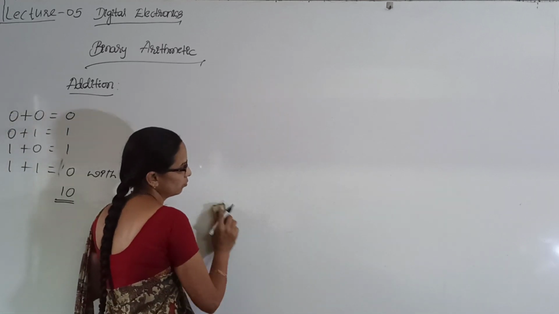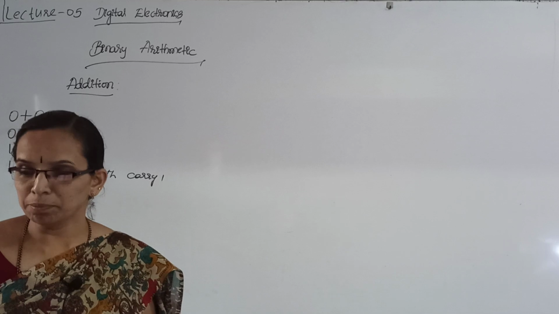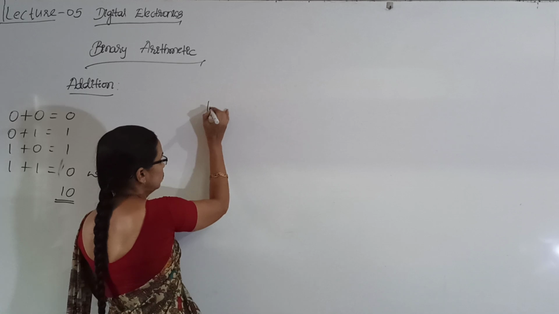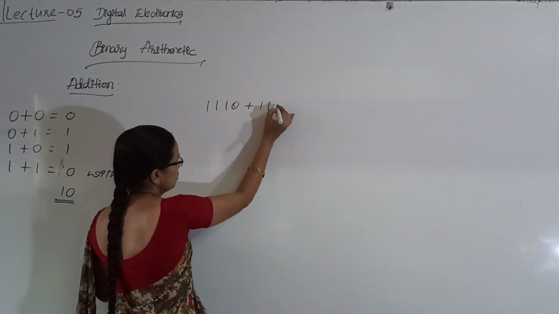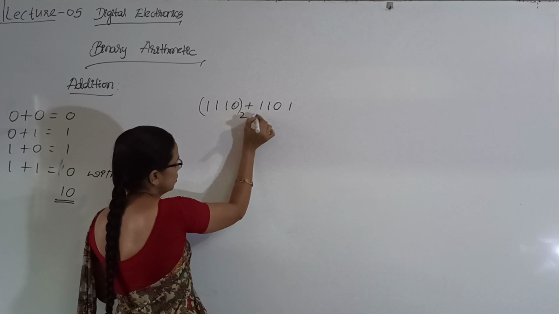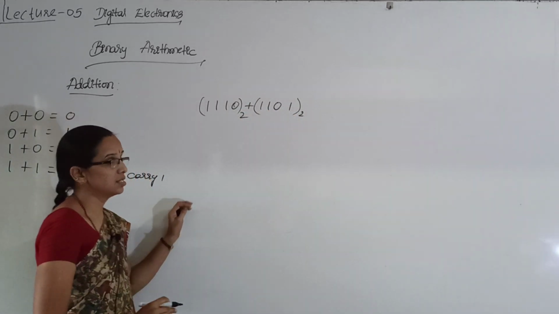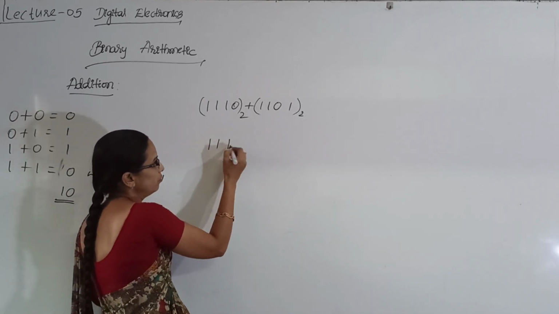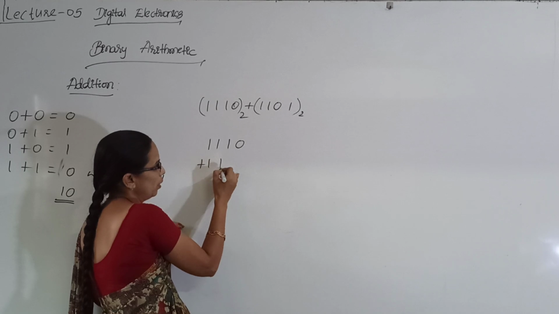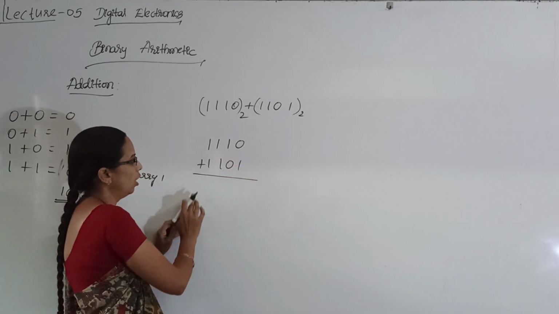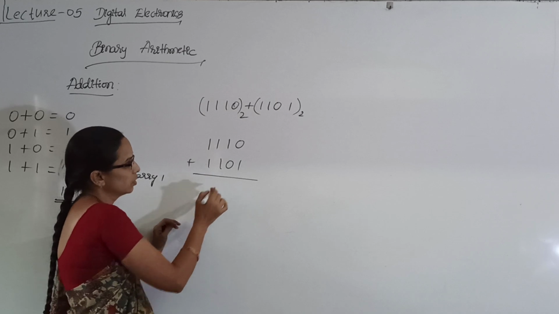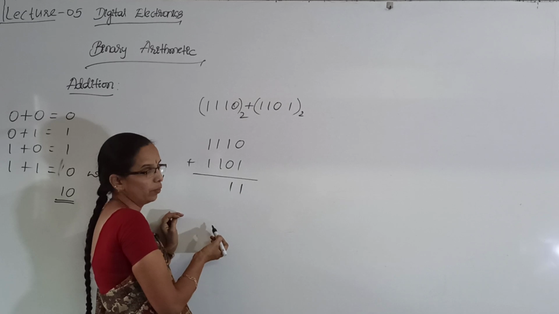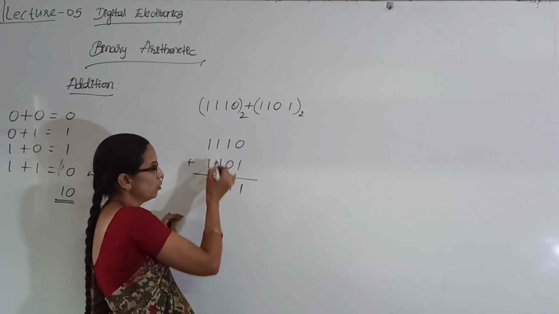So 0 with carry 1, or 1 plus 1 is 1 0. Okay, we will take an example and solve the problem. 1 1 1 0 plus 1 1 0 1, this is the augend and this is the addend. 1 1 1 0 plus 1 1 0 1. How will we do this? 0 plus 1 is 1, 1 plus 0 is 1, 1 plus 1 is 0 with carry 1.